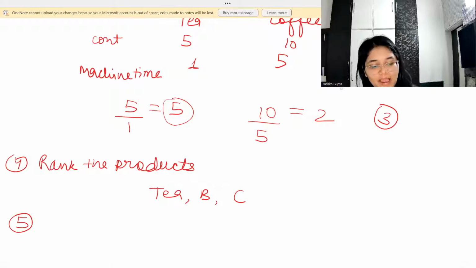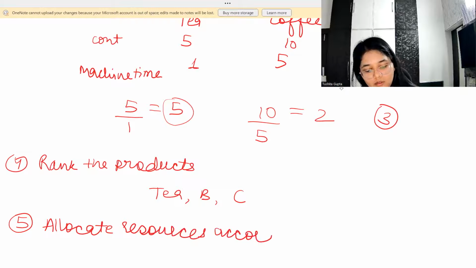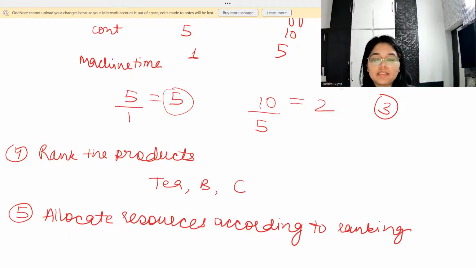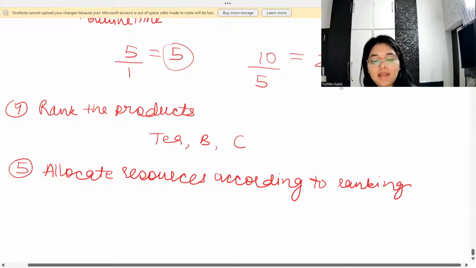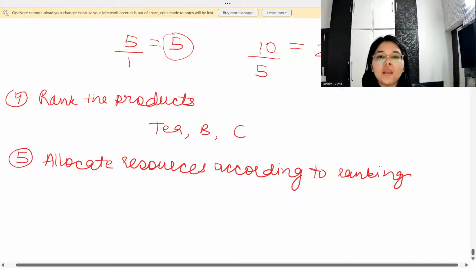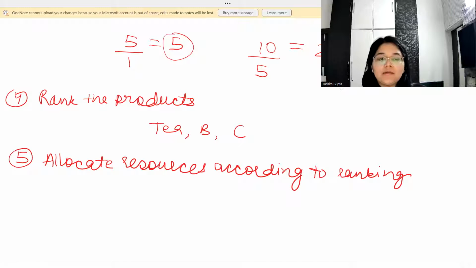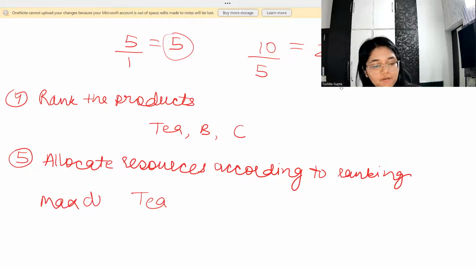Then the last step will be to allocate the resources according to the ranking. What do we mean by this? Let's suppose in the cafe where I'm selling tea, beverages, and coffee, in an ideal situation, I would only want to sell tea because tea is giving me the highest contribution. But in a real life scenario, the maximum demand for tea may be a fixed number. So probably I'm only able to sell, let's suppose, 1500 units of tea in a day.